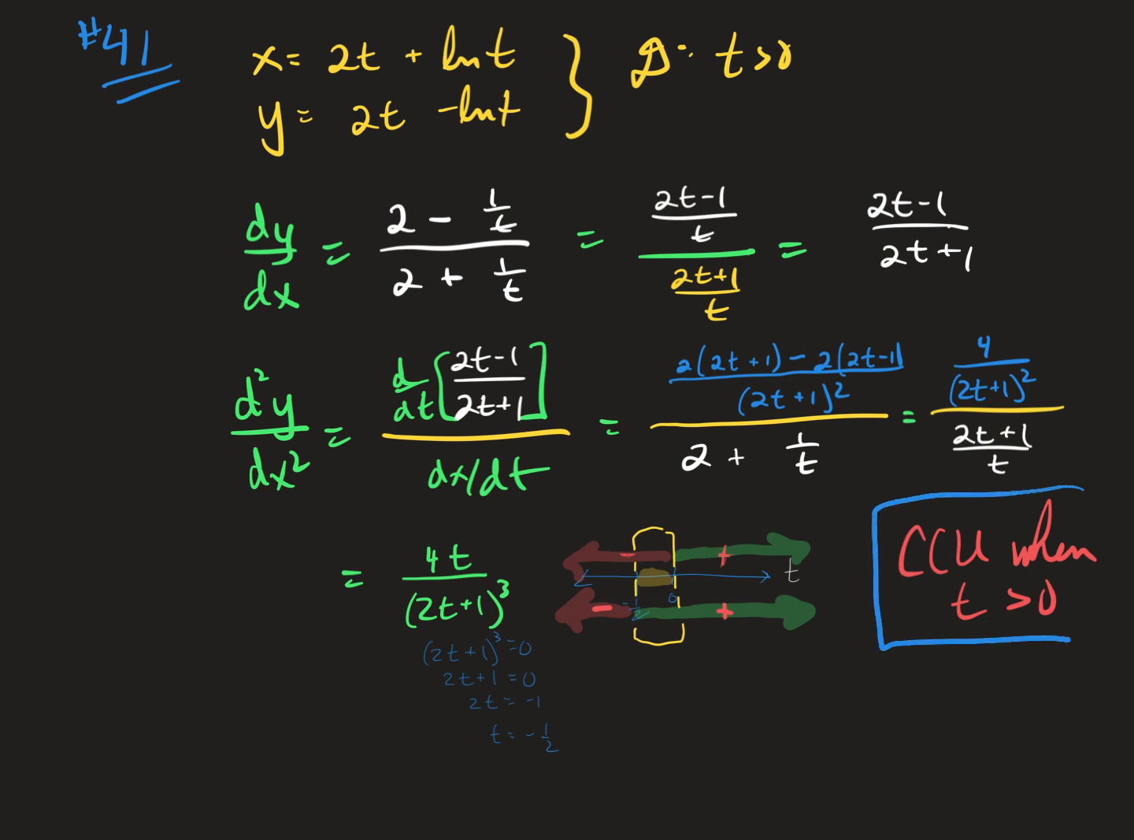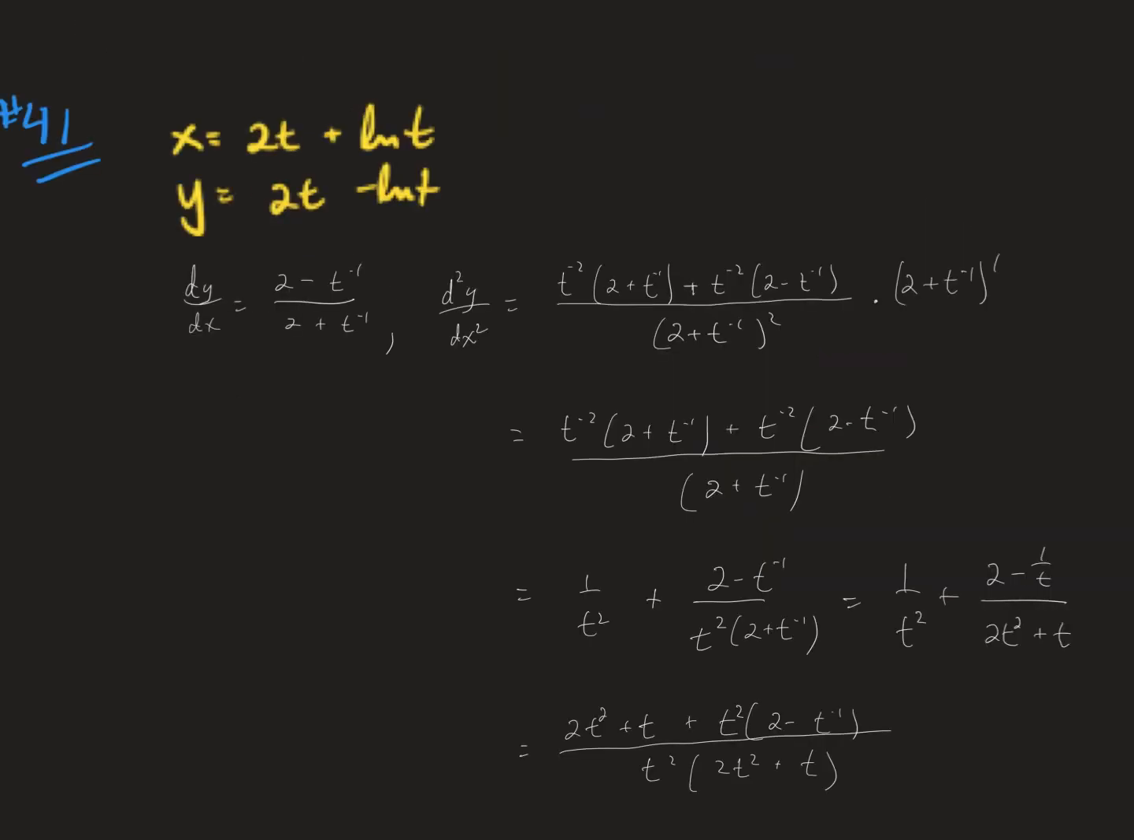All right, in the next slide, I'm going to quickly show a slightly different way of doing the second derivative, a slightly different way algebraically. So we do the same thing. The first derivative is dy/dt over dx/dt, and I'm just leaving the derivative of the natural log of t in this form instead of as a fraction. And then the second derivative will be the derivative of this entire thing divided by dx/dt on the bottom again. And here I use the quotient rule, and again I'm leaving everything in exponential form.